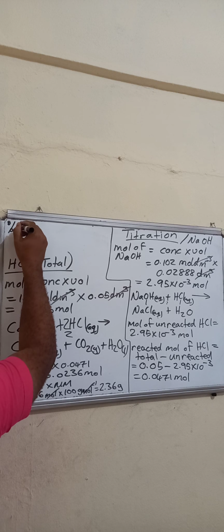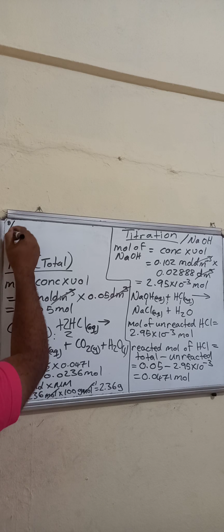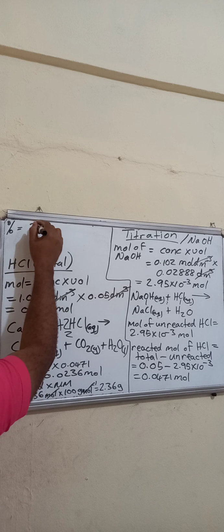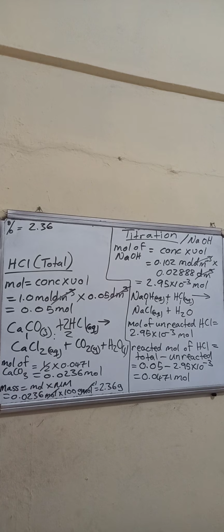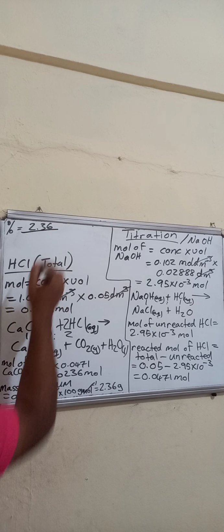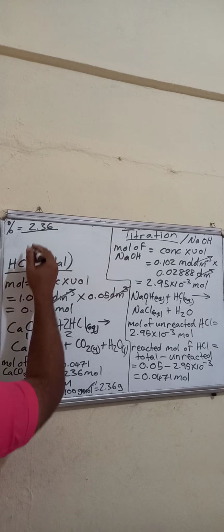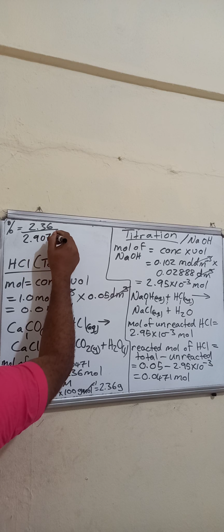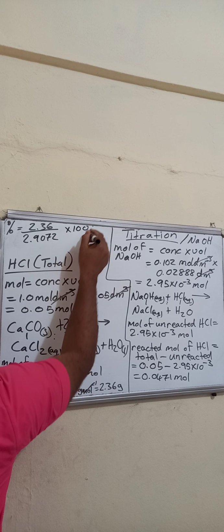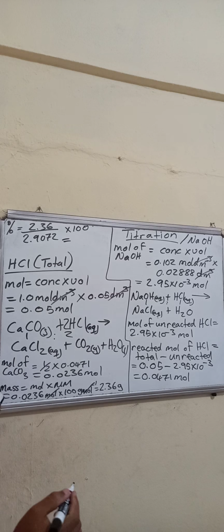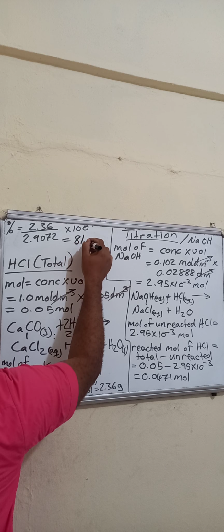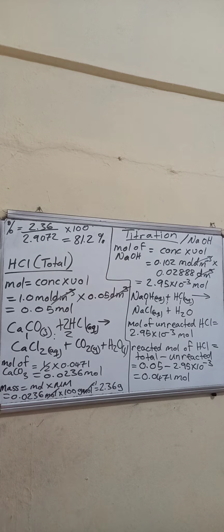So the percentage, it's the mass of the compound, which is 2.36, divided by the mass of this sample, which is 2.9072, times 100, and you should get 81%, 81.2. Right. So that's how you do it.